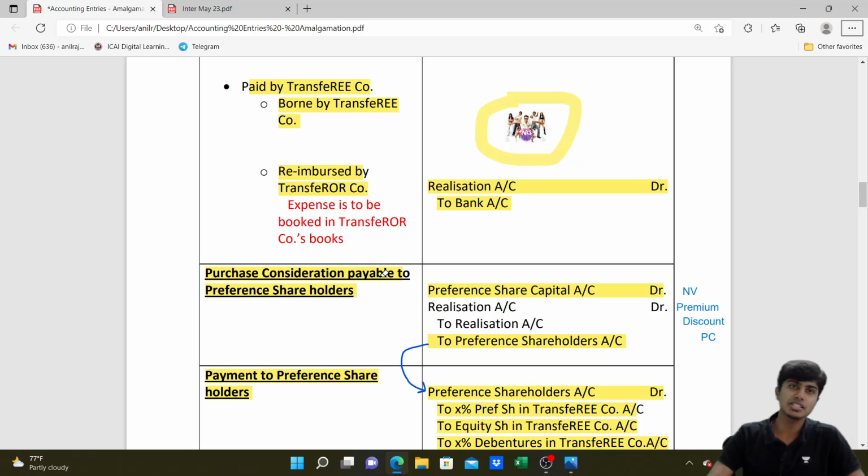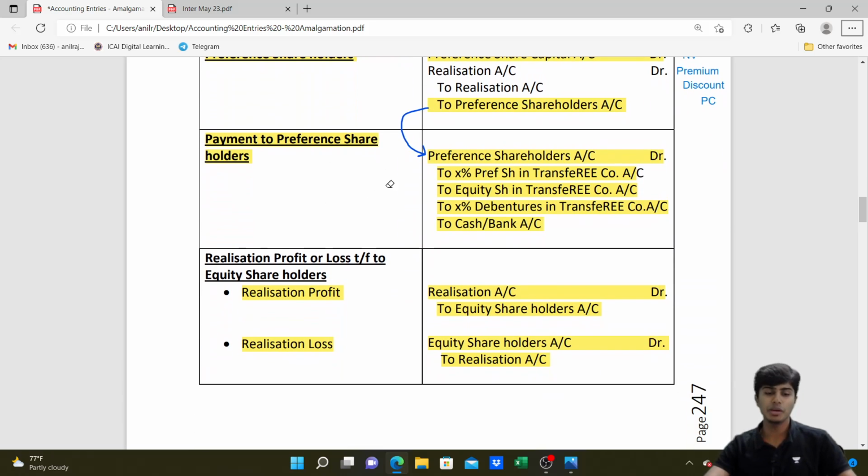And for purchase consideration payable to preference shareholder, we'll debit preference share capital and then credit preference shareholder. Premium, if any, payable is expense or loss debited to realization. Discount, if there is any, it is income credited to realization. Later, whatever consideration which we had previously received will be used to settle preference shareholder.